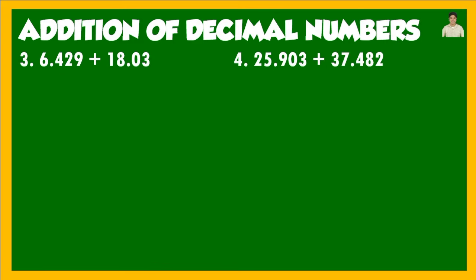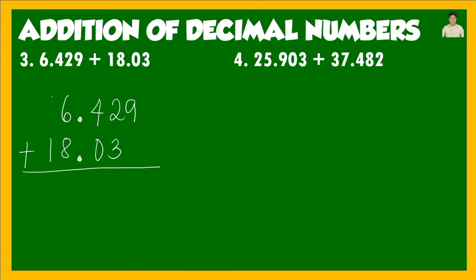Next, 6 and 429 thousandths plus 18 and 3 hundredths. Let's write 6 and 429 thousandths plus 18. So, let's write the decimal point first and then the whole number. Then 8 and then 1. Then the 0, 3.